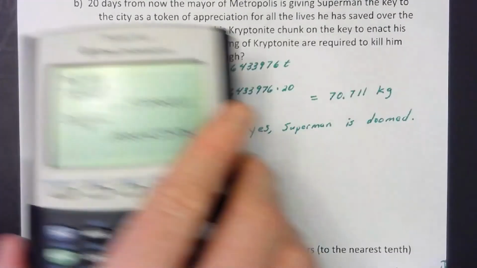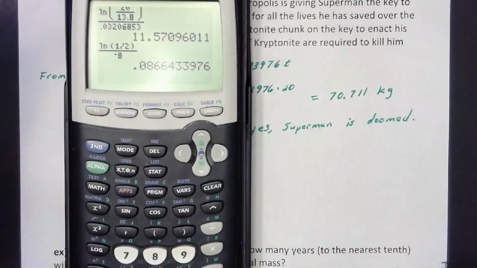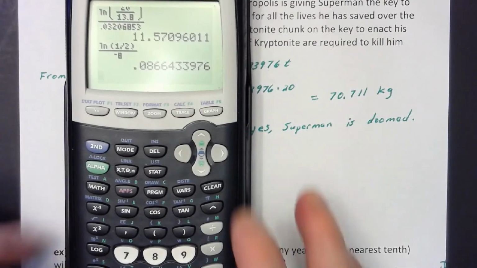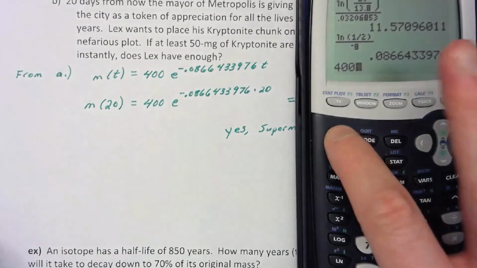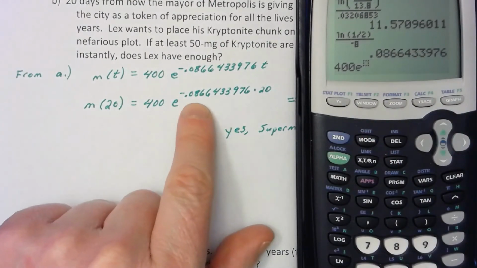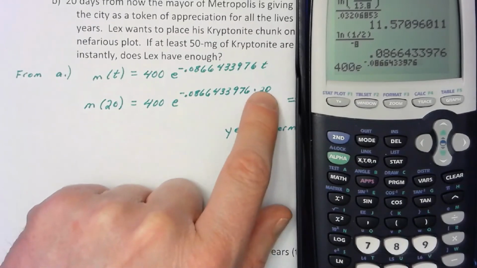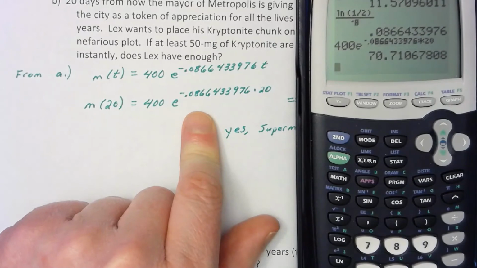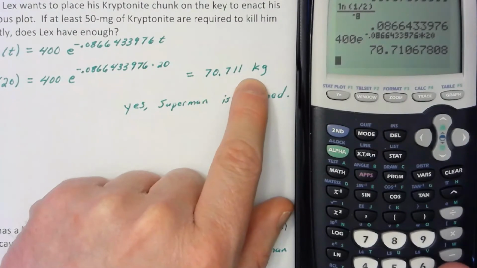Pretty straightforward here. So when I do that here on the calculator, I'm trying to not get the glare from the light above. Maybe if I put it over here. Yeah, there we go. We have the original mass, 400 times e, second natural log to bring up the e. And that's going to be the negative 0.0866433976 times 20. You just put that right up in the exponent with the decimal. And whenever you do this, you'll get 70.711. I rounded to 3 decimal places, of course.